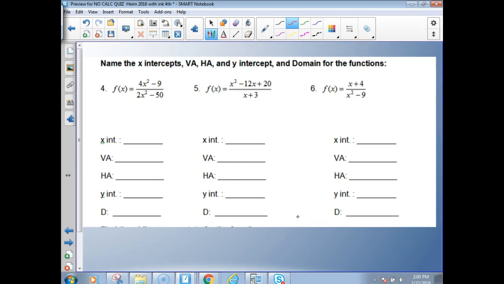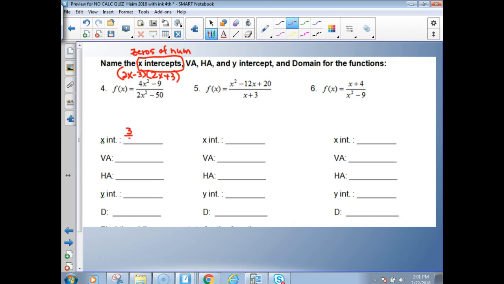For the next ones, we need to do more. We're going to name the x-intercepts. Do you remember how to find the x-intercepts? Zeros of the numerator, right? The top, factor the top if it's factorable, or find the zeros of the numerator. So I'm going to factor the top, and that's going to be 2x minus 3 times 2x plus 3, or vice versa. And then if you set those to 0, you get 3 halves and -3 halves.